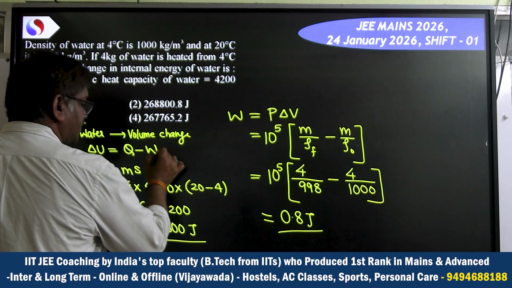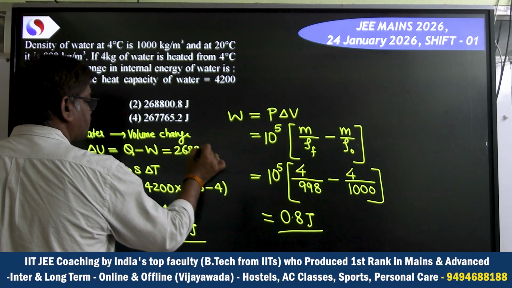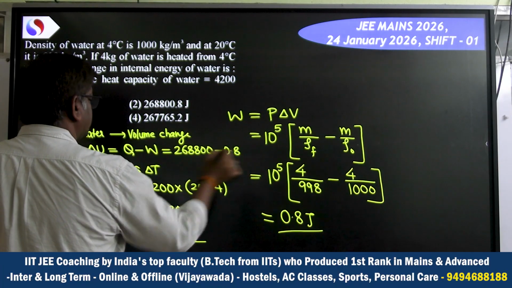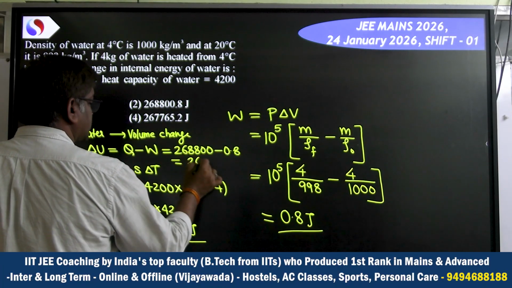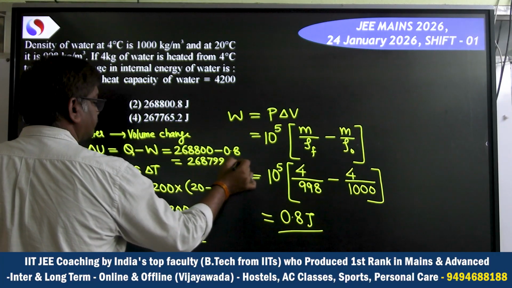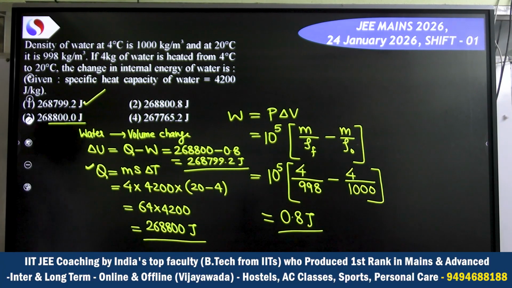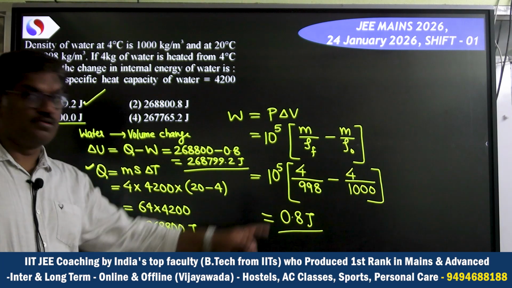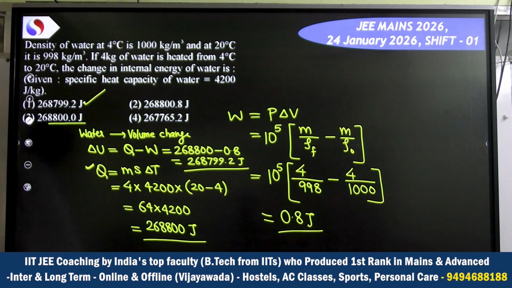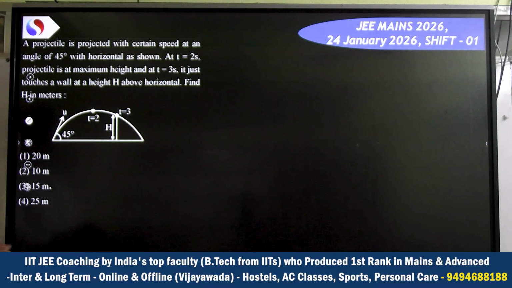So just substitute: 268800 minus 0.8. That gives you the answer 268799.2 joules, which is option 1. All right, the values are so close. That's why don't forget to write down the work done term also. Good question. Move to the next one.